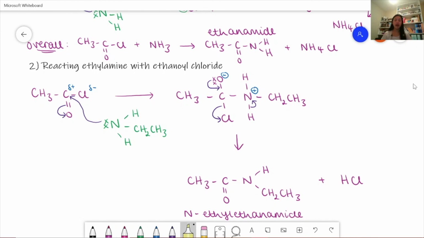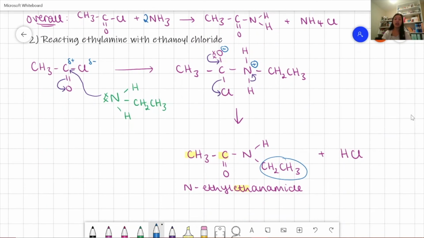Because we have two carbons here, so we use the prefix eth for the amide, and then we have to say N because we need to know where the ethyl group is placed, and we have an ethyl because this group here is an ethyl. Actually, looking back at the first reaction, we should have two ammonias and not just one.